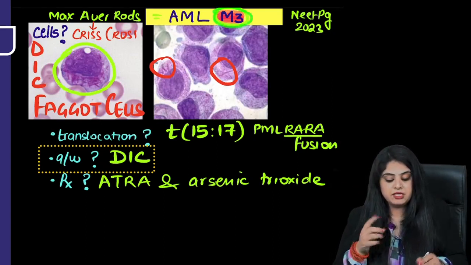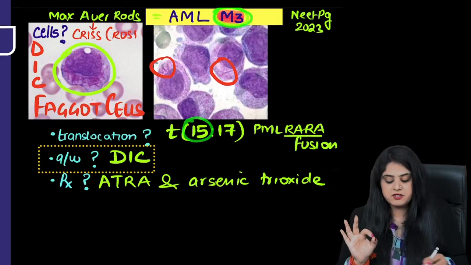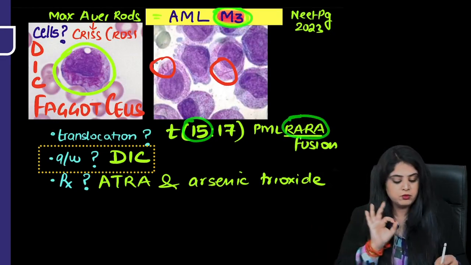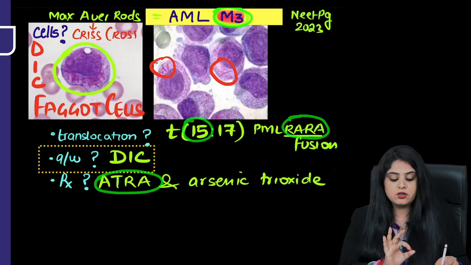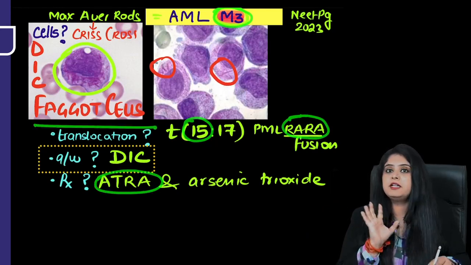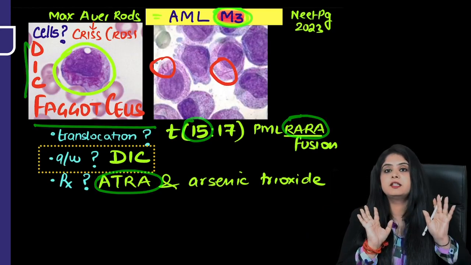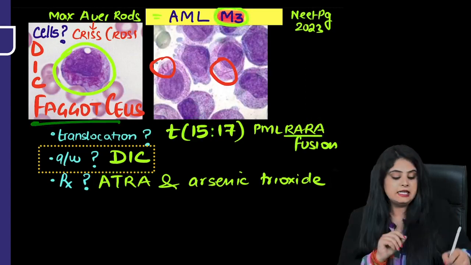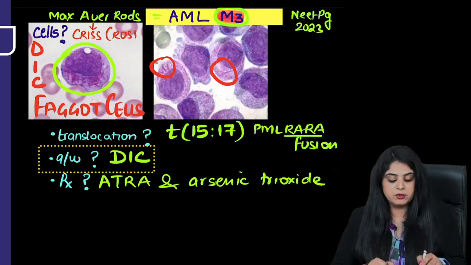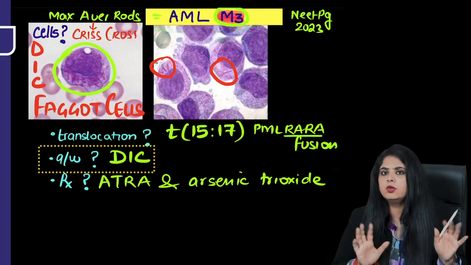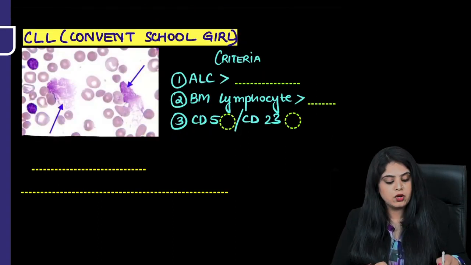Remember AML M3: the translocation is 15;17, retinoic acid receptor problem, so treatment has to be all-trans retinoic acid. This shows you some Faggot cells, and a fatal disease, DIC. Faggot cells are a deadly name, DIC is also a deadly name, so it is seen in AML M3. Acute leukemia is done. Let's move on to chronic leukemias.